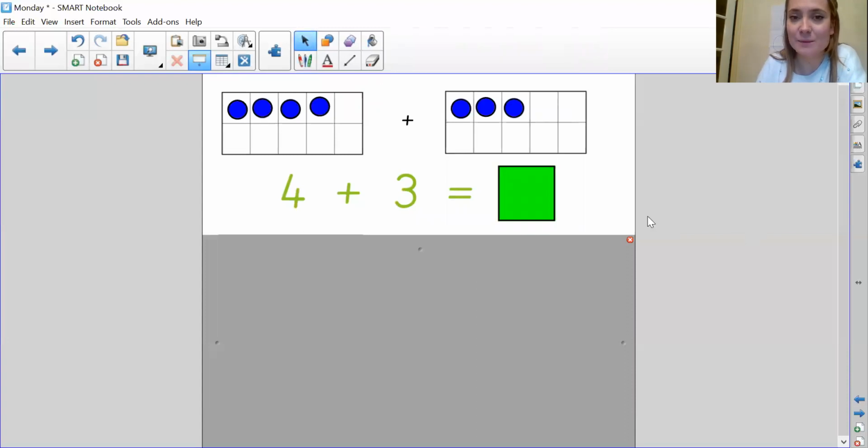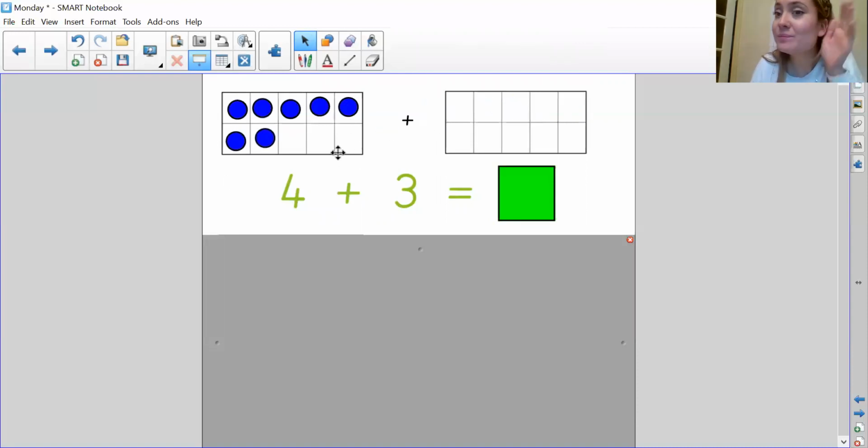Okay, let's have a look at this one now. I want you to pause me, see if you can solve it quickly, and then come back. Okay, hopefully you paused me. Let's have a go together. So we're going to move these over here to see what number we have made. Let's read our number sentence first together. 4 add 3 equals. Right, let's see what it makes all together. I'm going to move my 3. Count with me. 1, 2, 3.